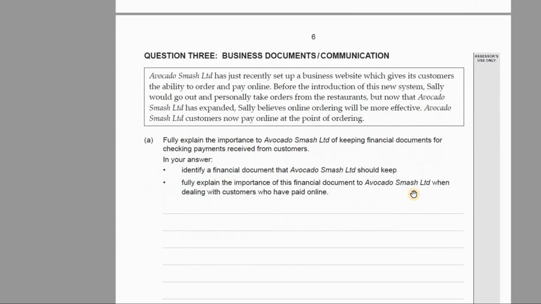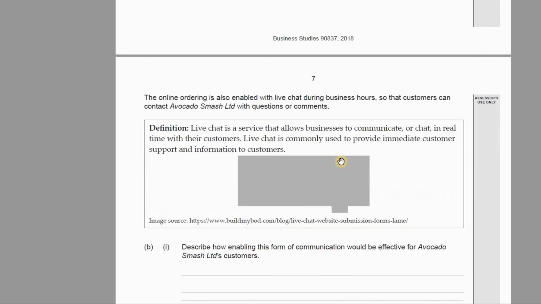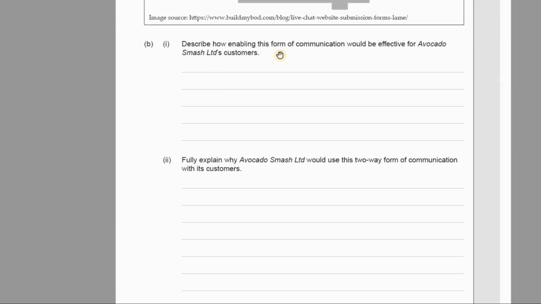Finally, I'm going to have to look at business documents and communication. You can see for this part, I'm going to have to identify a financial document that they should keep. I'm going to have to look at why that document might be important when dealing with customers who have paid online. Then I'm going to have to describe some things about communication, in fact, how enabling communication would be effective for Avocado Smash, and then why they would use two-way communication with customers.